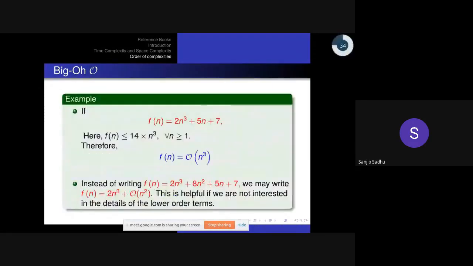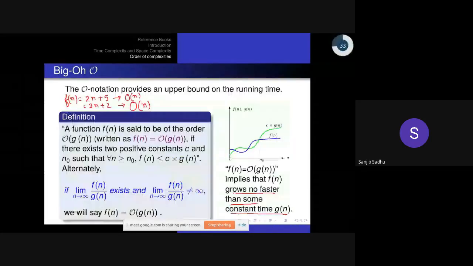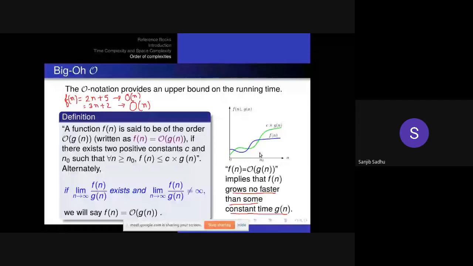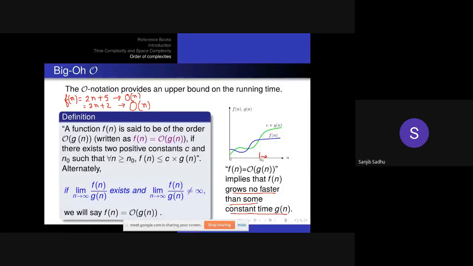See here, fn is 2n cube plus 5n plus 7. Another important characteristic: don't think it is only mathematical. Here n tends to infinity, or you check for n greater than or equal to n naught. What is the physical meaning of this? In an algorithmic sense, you are writing code for solving a particular problem, and whatever the number of elements, it should give this much time complexity.